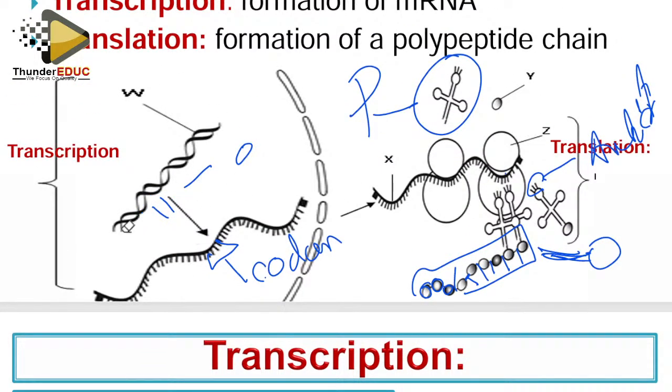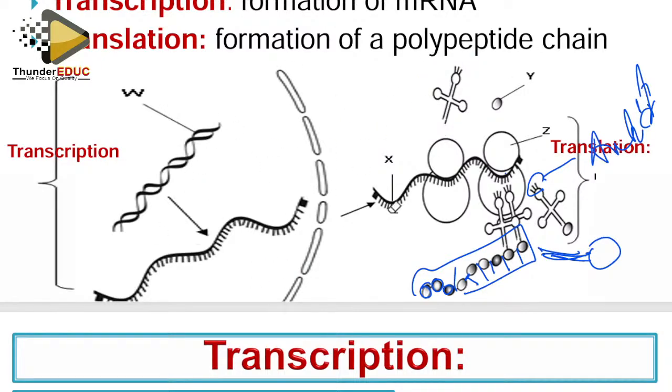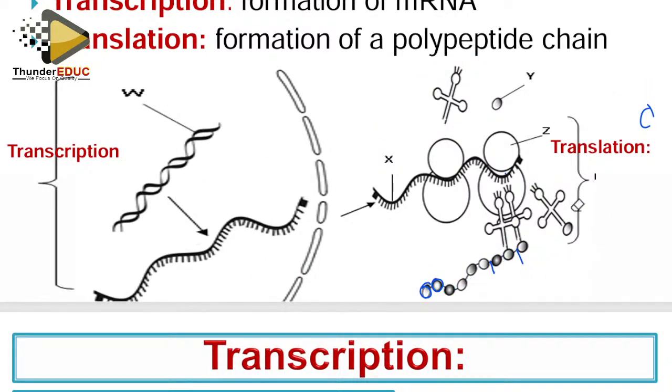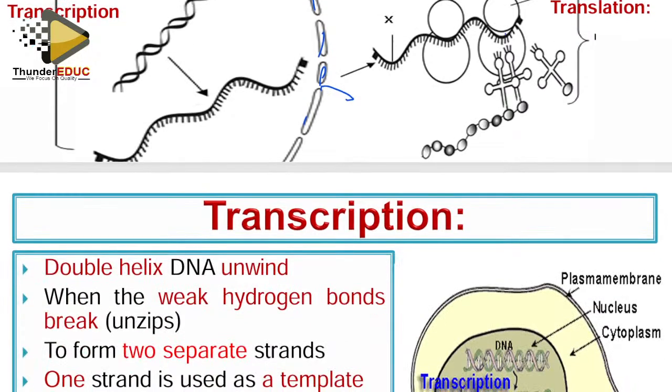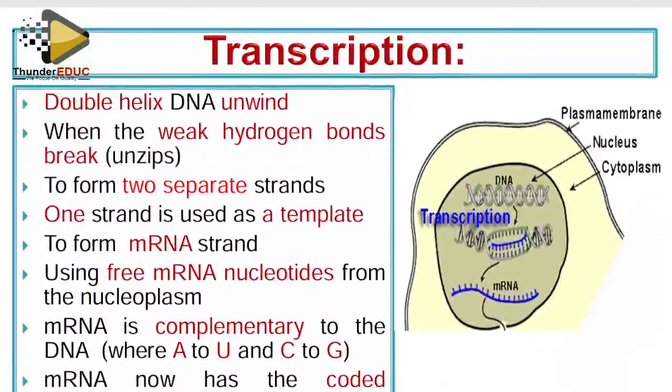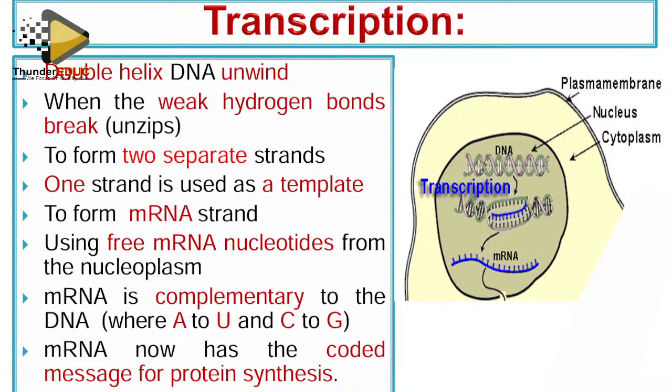If they ask you to describe the process that takes place in the nucleus, then automatically you describe transcription in terms of synthesis. This is the nuclear membrane, while these small holes are the nuclear pores. So you go to transcription: the DNA double helix unwinds. Weak hydrogen bonds break to form two separate strands. The word separate must be there. Don't say to form separate strands; say to form two separate strands.